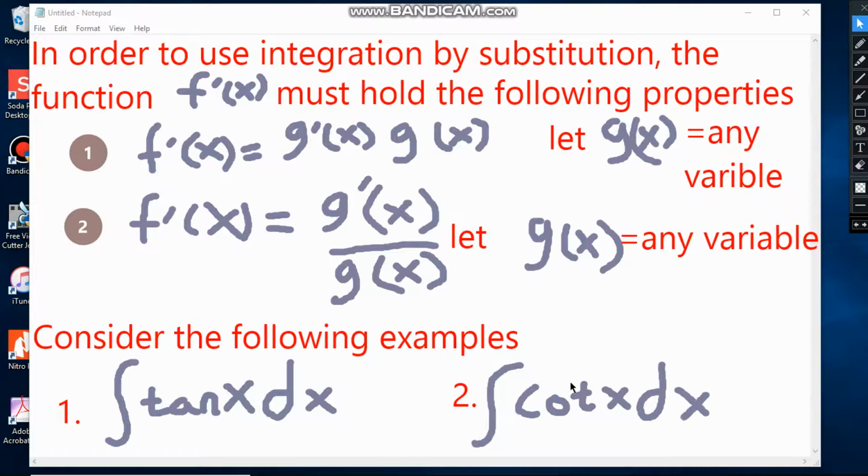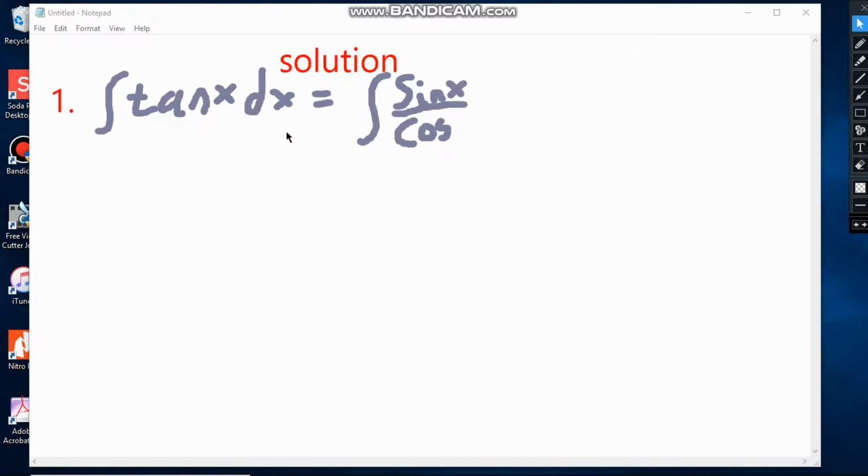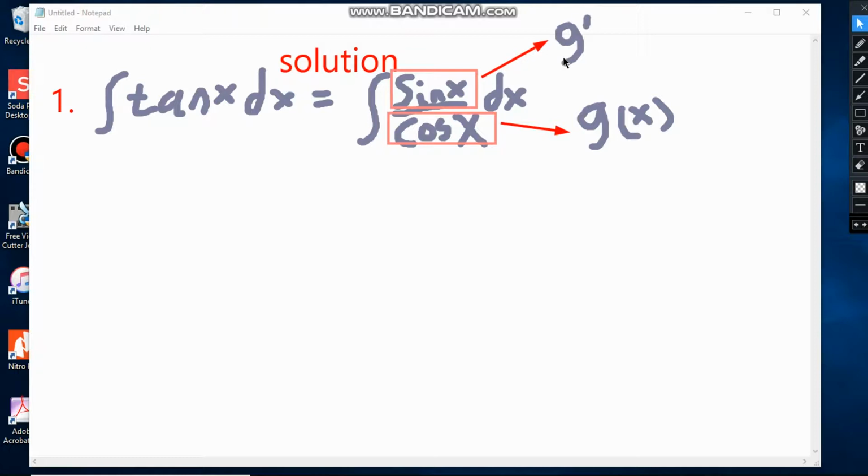Okay, consider example number 1. When we integrate tan of x, we replace tan of x with the integral of sine of x over cos of x. This is from trigonometrical identities. Okay, when we have this function, cos of x is equal to g of x, and sine of x is equal to g dash of x.